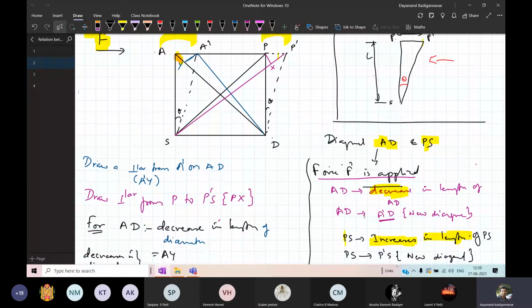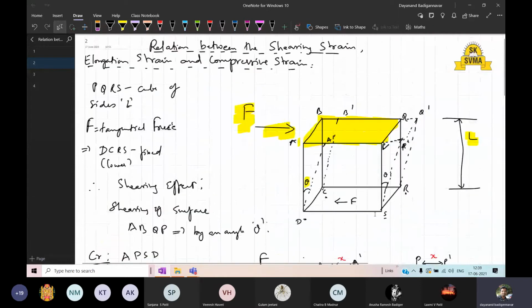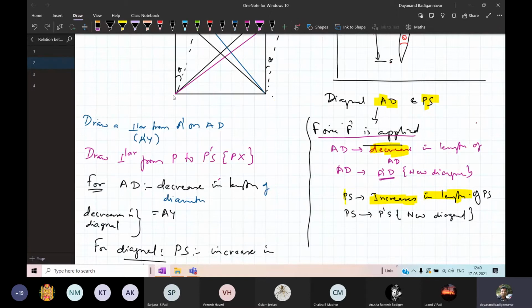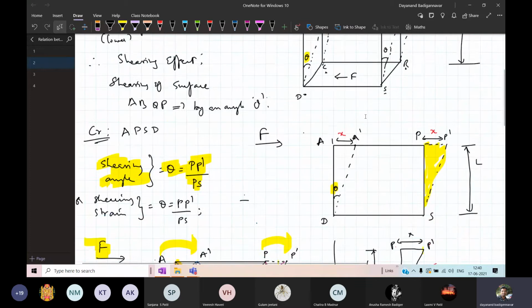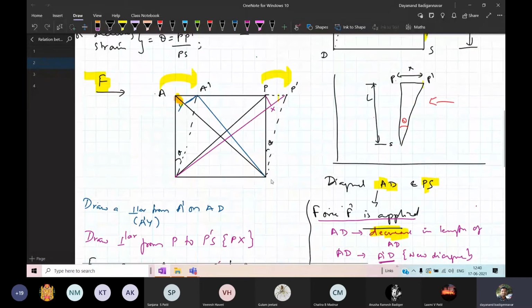Sorry, I have written it in a reverse manner. Here I have to change because this is P. I have taken some other thing here. That is the reason I am getting a different thing here. No issues.